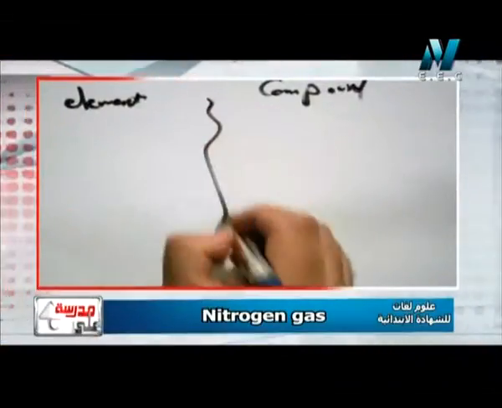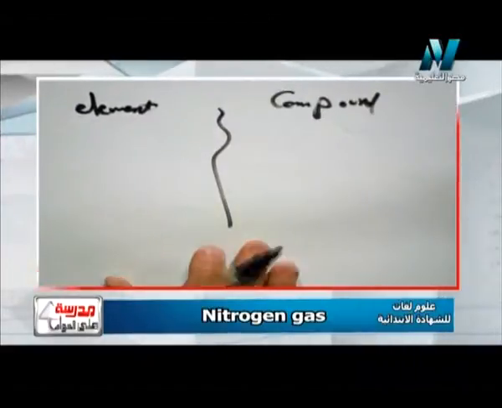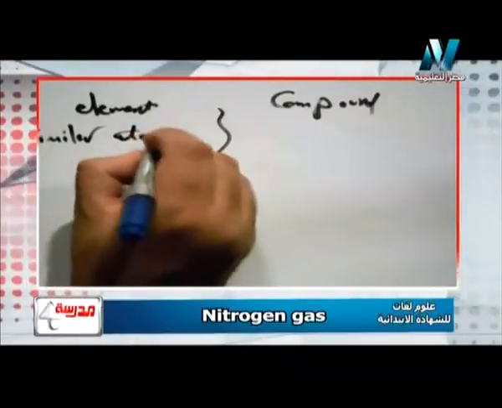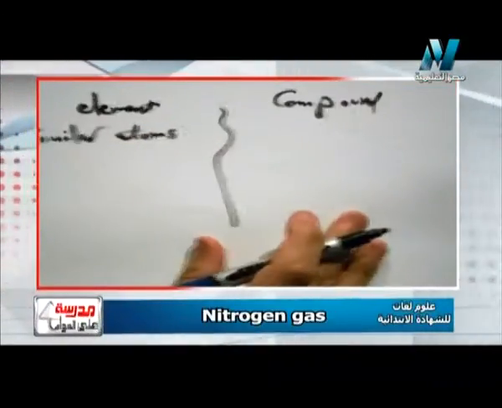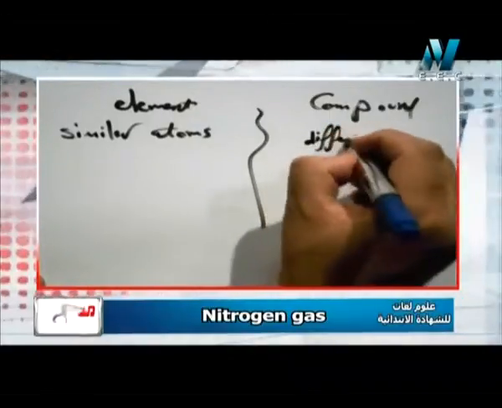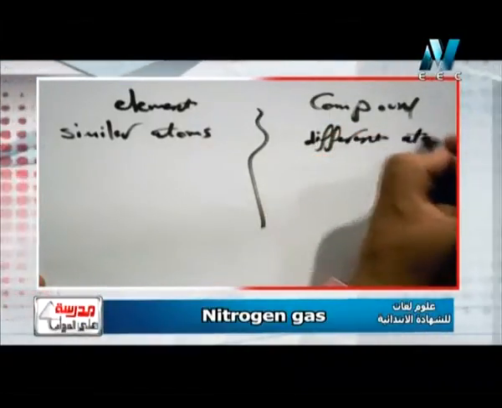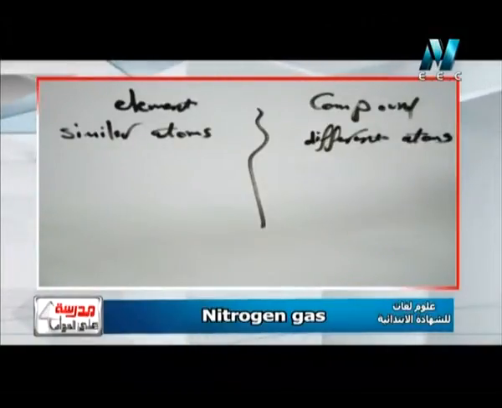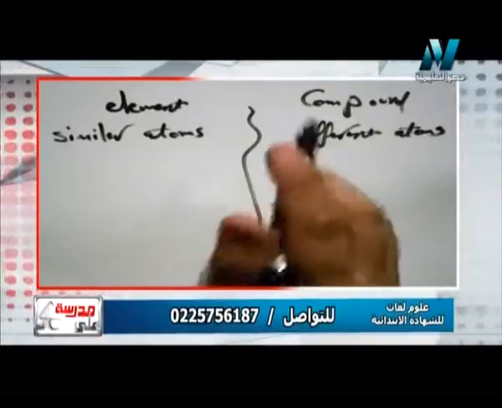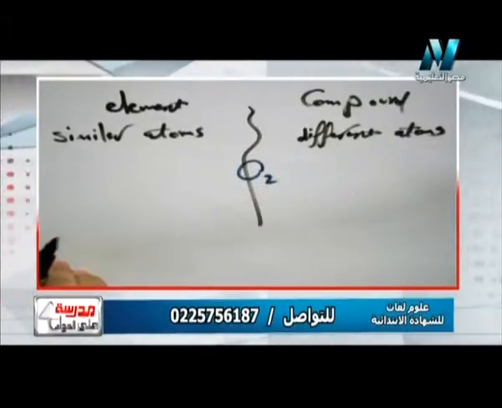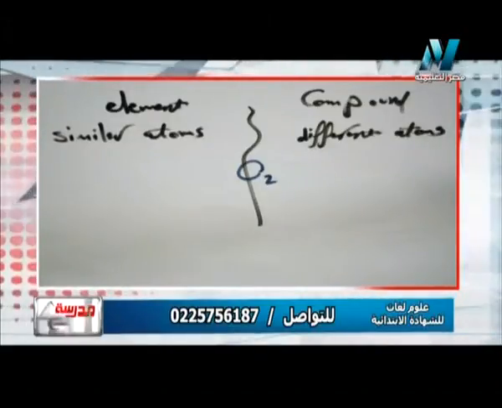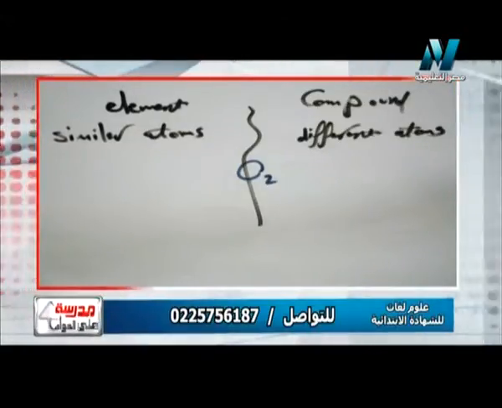Okay? Element, as we know, has similar atoms. Element has similar atoms, but compound has different atoms. Compound has different atoms. Okay, Mr. Yasser? Are you ready for a small quiz on element and compound? Let's try. Okay, O2, oxygen gas, will be an element or a compound? O2 consists of two atoms, which are O and O, both the same. So, element or compound?